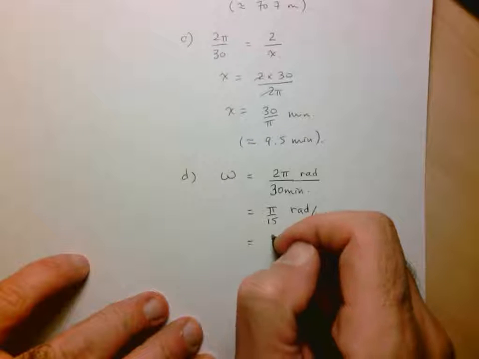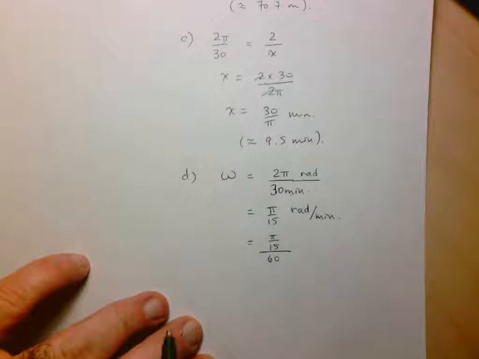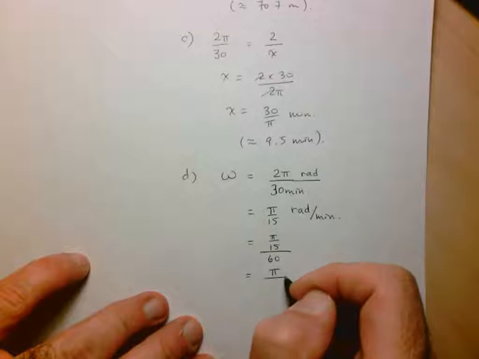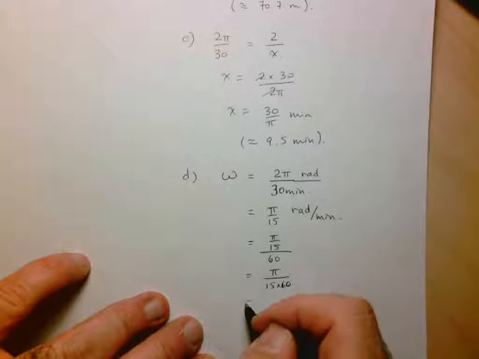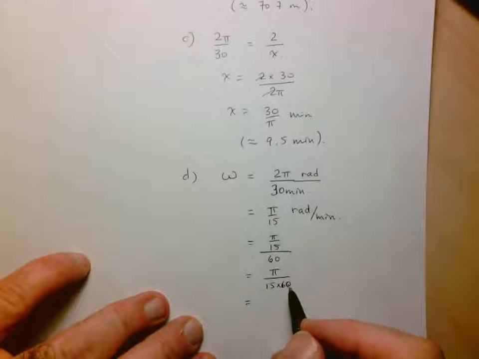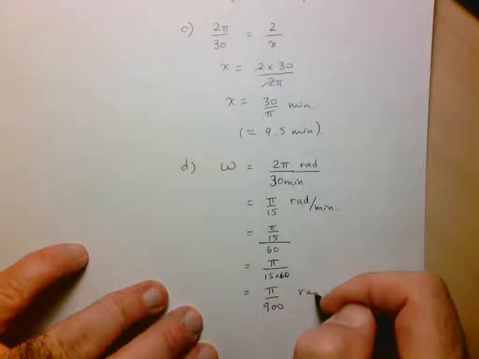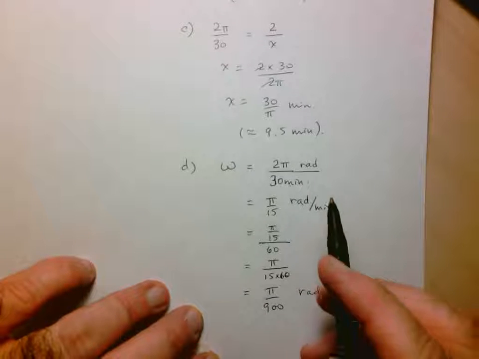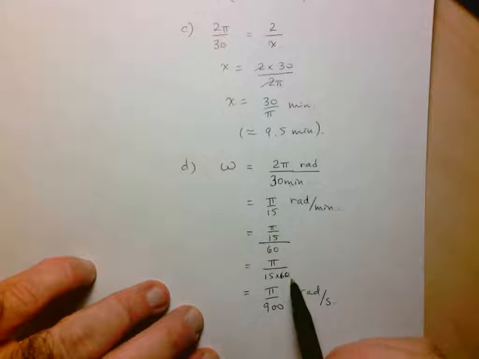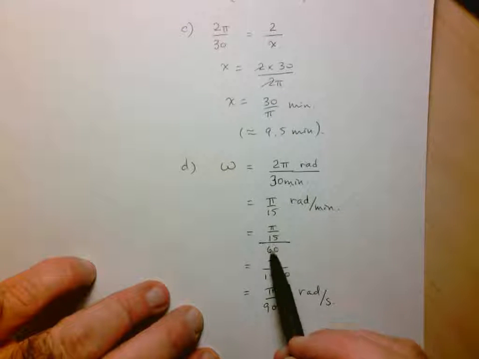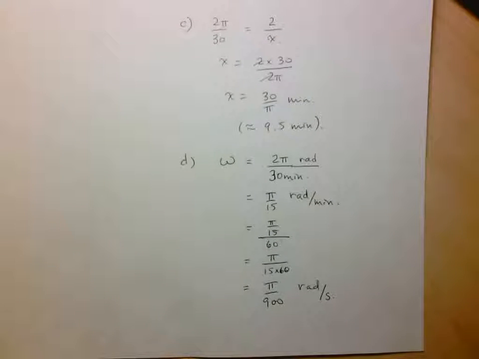So we want to replace that 1 minute by 60 seconds. This ends up being pi over 15 times 60. Whoops, 60. And 6 times 15 is 90, with an extra 0, so that's pi over 900 radians per second. Start with the units you're given, radians per minute, and then since you need to put it into seconds, you replace that minute by 60 seconds and then reduce. All right, so let's take a look at what E is asking us.